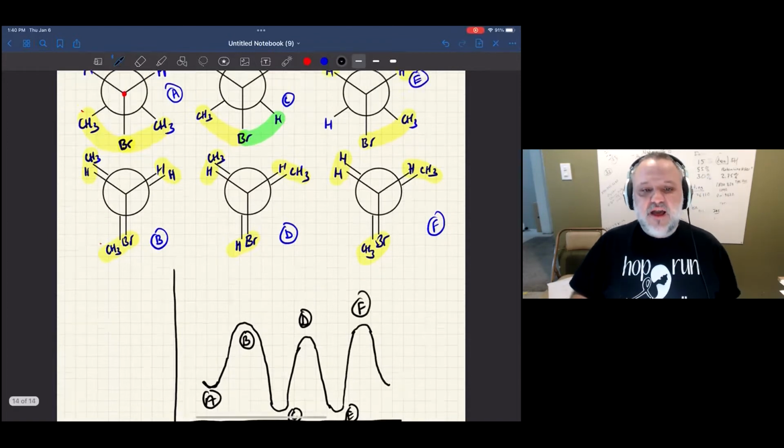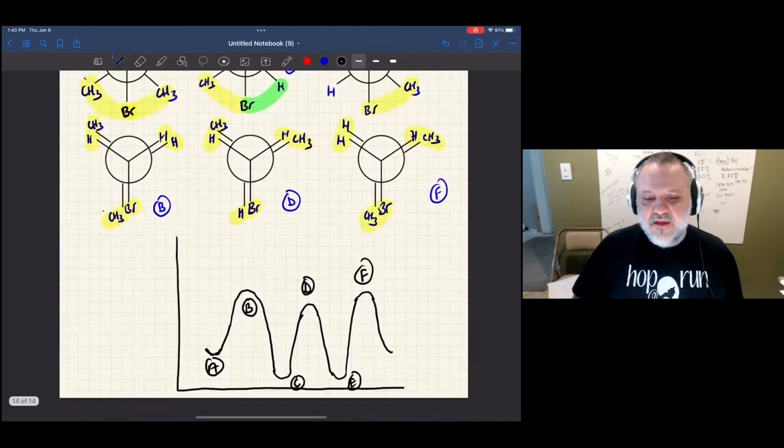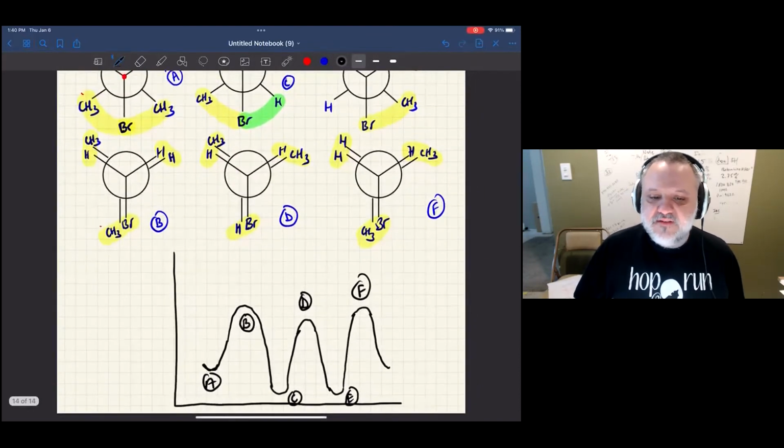And so there we have it. I've got all six Newman projections. I've analyzed all of the different interactions, and I'm able to then place them on a relative potential energy graph. Okay, thanks.